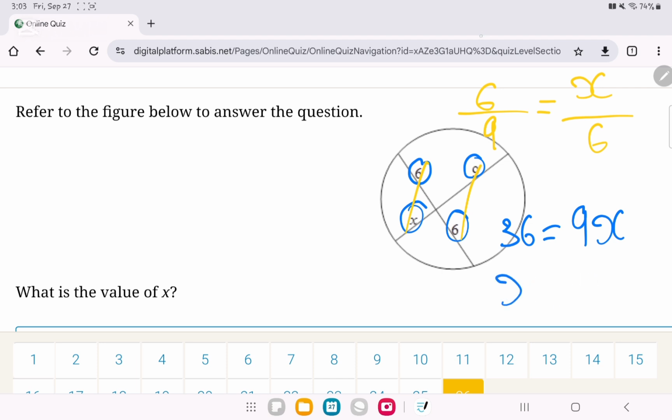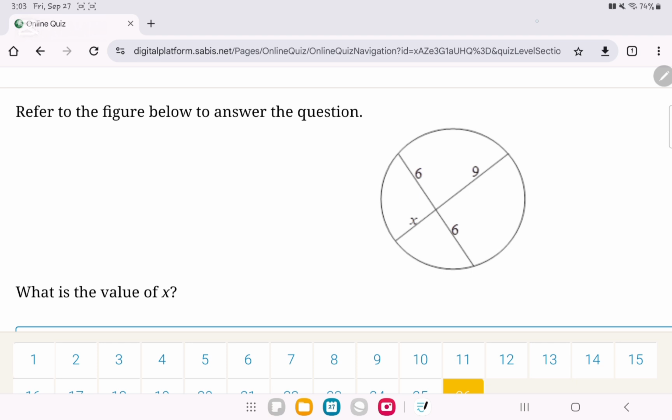You can do it in any way. Like if we tried another way, for example, we did 9 over 6 is equal to 6 over x. If we started with this one, we're going to go like this. And if we started with this one, it's very logical. If you put this one over this one, then you're going to continue like this.